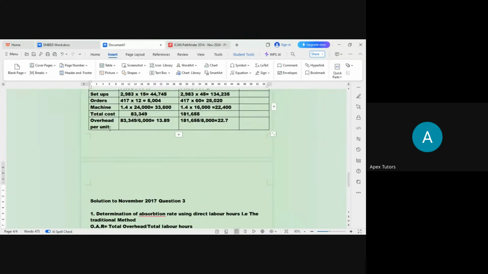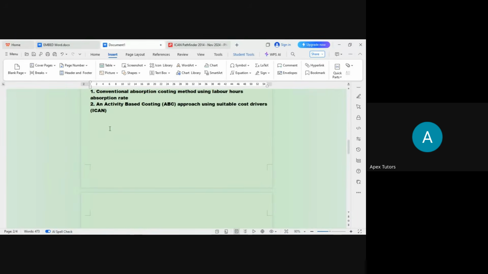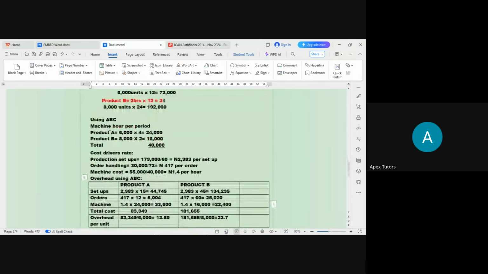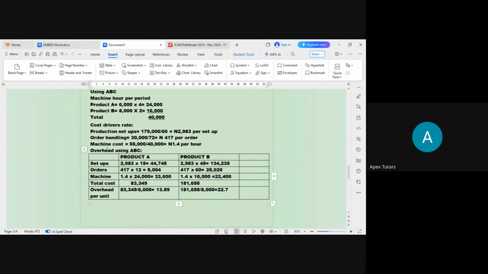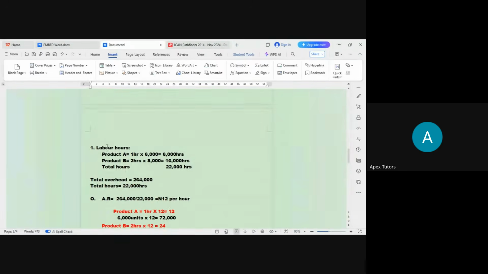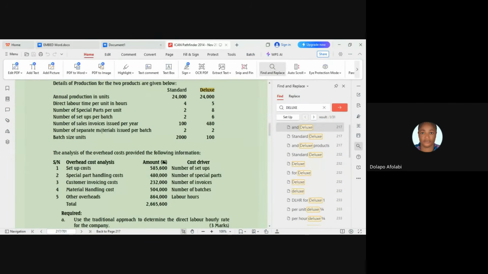Now, I want the class to help me determine the next one. I will give room for everybody to talk. The next one would be what? From the question, special handling. Yes, number of special parts per unit. So special part handling cost. What is the cost driver? Number of special parts.